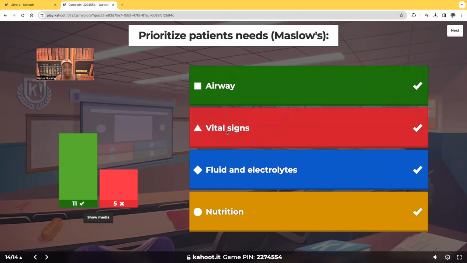After vital signs, and this is where as students you guys get tricked up, let me clarify this now. Fluid and electrolytes comes before nutrition. Fluid and electrolytes comes before food. Why? You can only live a few days without fluid and electrolytes, but you can go weeks without food. Therefore, fluid and electrolytes is going to be a priority.